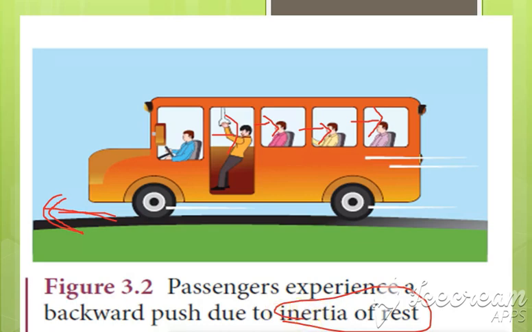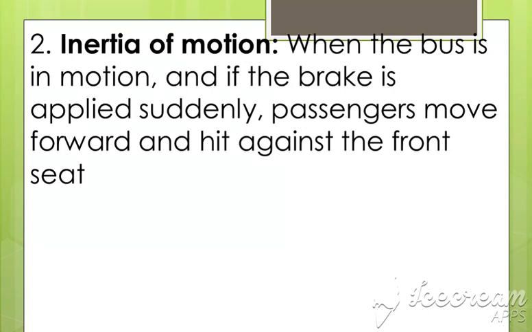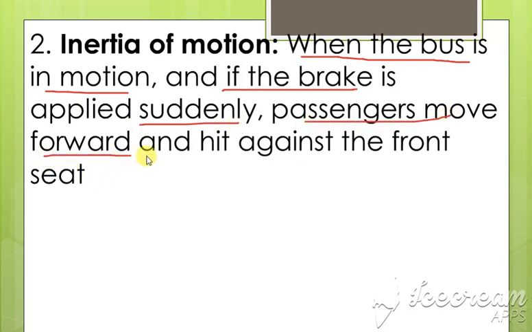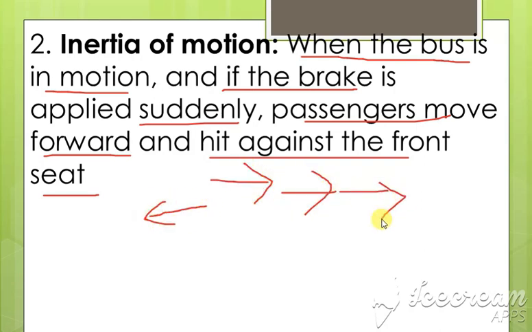Yes, so next we have inertia of motion. What is inertia of motion? Already we have seen what is rest, the inability to change its state of rest by itself. So here we have the inability to change the motion by itself. For this we consider the same bus when it is moving, and if a sudden brake is applied, what happens? The passengers move forward and hit against the front seat. We know already that in the first case, when the bus suddenly starts moving, all the passengers move in the backward direction, is it not?